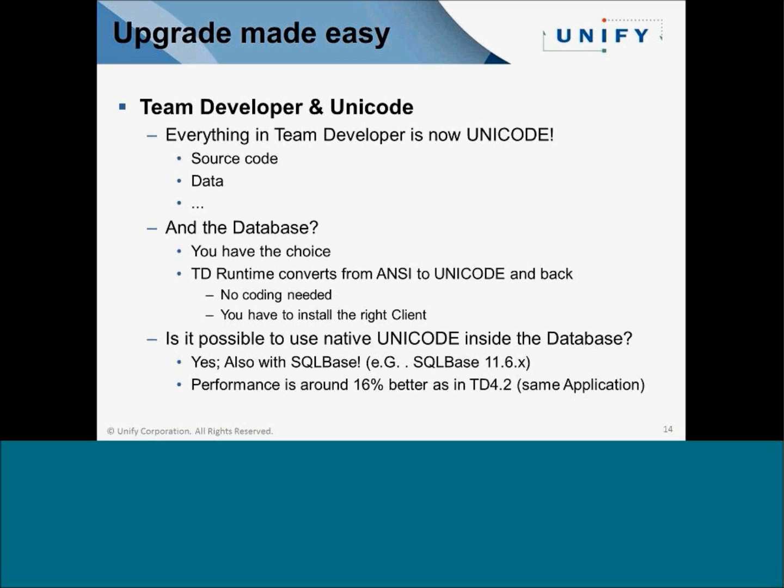So the performance is around 16% better than in Team Developer 4.2. This is a customer number. The same application was tested in TeamD 4.2 with normal ANSI data, and the application tracked all the timings, and we got a nice list from this customer with different operations like filling a table, getting a complete object back from a database into the application, and so on, not only a simple SQL statement. And they compiled this application in Team Developer 6.1 based on a Unicode database, and the performance is around 60% better than in 4.2.